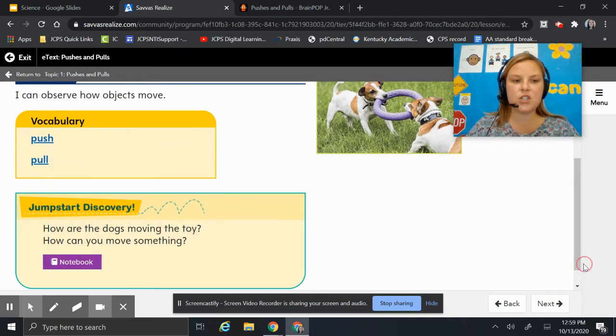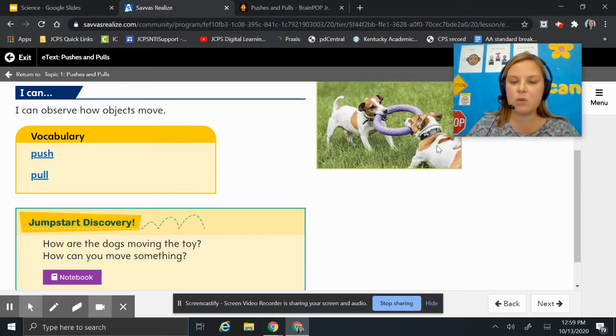And then right down here, these are some questions. How are the dogs moving the toy? We can look at our dogs up here. How are they moving it? They've both got a toy and they're playing back and forth like tug of war. So both of them are kind of pulling. They're both pulling the toy.